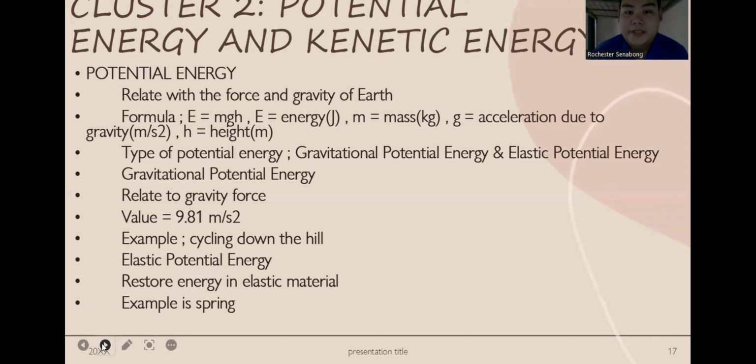In potential energy, there are two types, which are gravitational potential energy and elastic potential energy. Gravitational potential energy is related to the gravity force, and the gravity of Earth is 9.81 meters per second squared. The example is cycling down the hill. The second one is elastic potential energy, which is restored energy in elastic material. The example is spring.